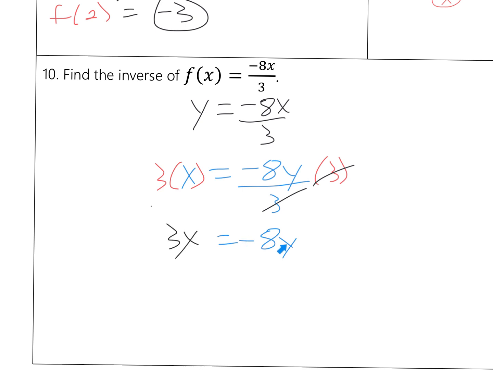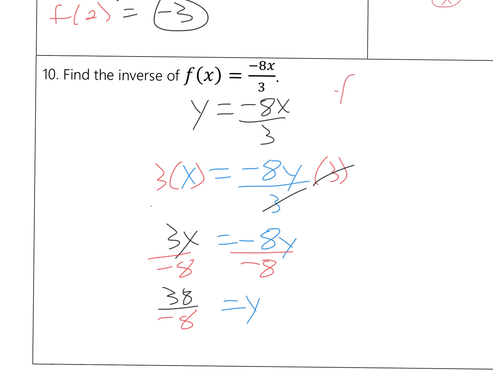Well, now we have our y over here, but it's being multiplied by negative 8. So the inverse of multiplying by negative 8 is to divide by negative 8. And we divide by negative 8. You see, this is our answer right here, 3x divided by negative 8. I'll just continue working it out. But y equals, and we have the 3x divided by the negative 8.